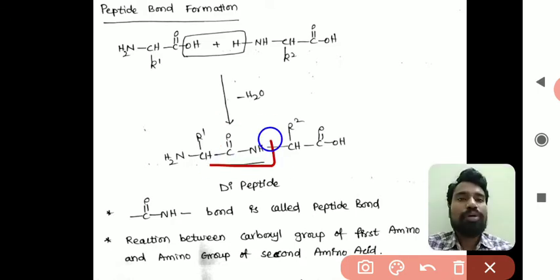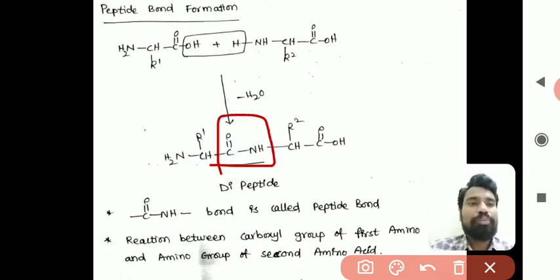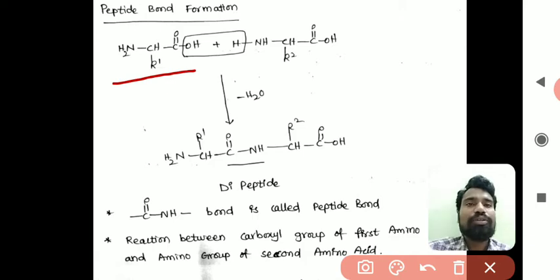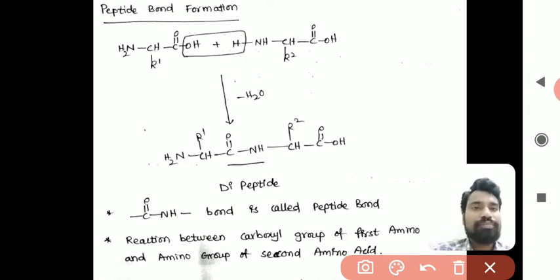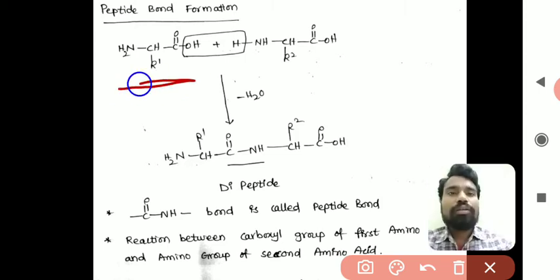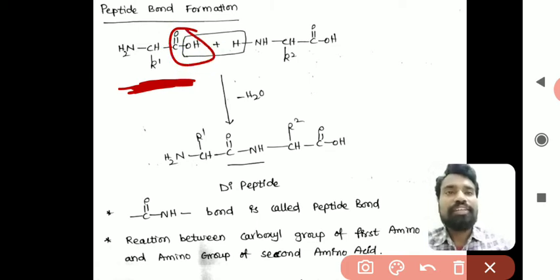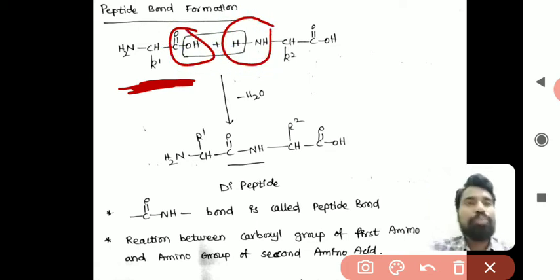So this C double bond O NH bond is called a peptide bond or amide bond. It is formed when the carboxylic acid group of the first amino acid reacts with the amino group of the second amino acid, resulting in a dipeptide, right? So here, one very important thing is that the carboxylic acid group of the first amino acid is reacting with the amino group of the second amino acid.